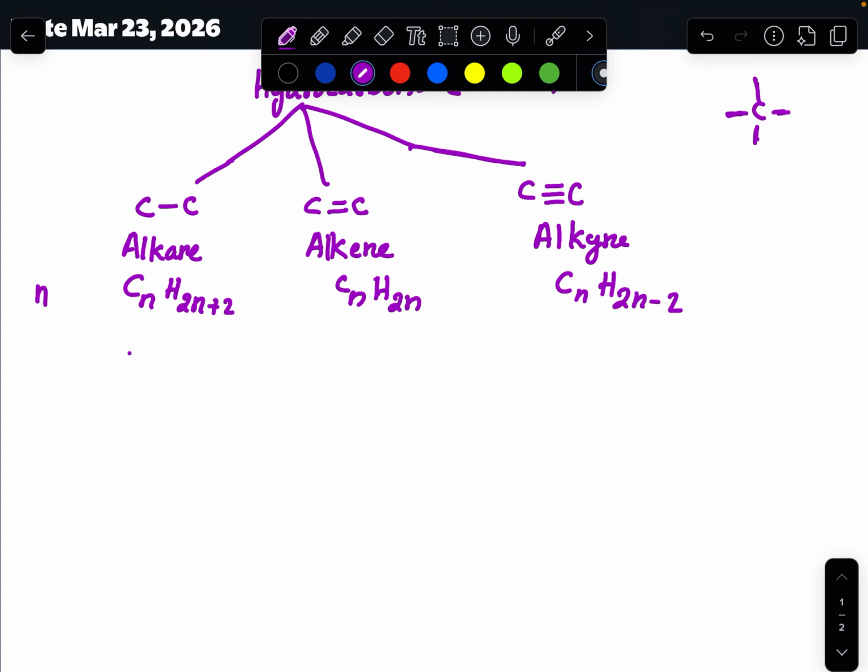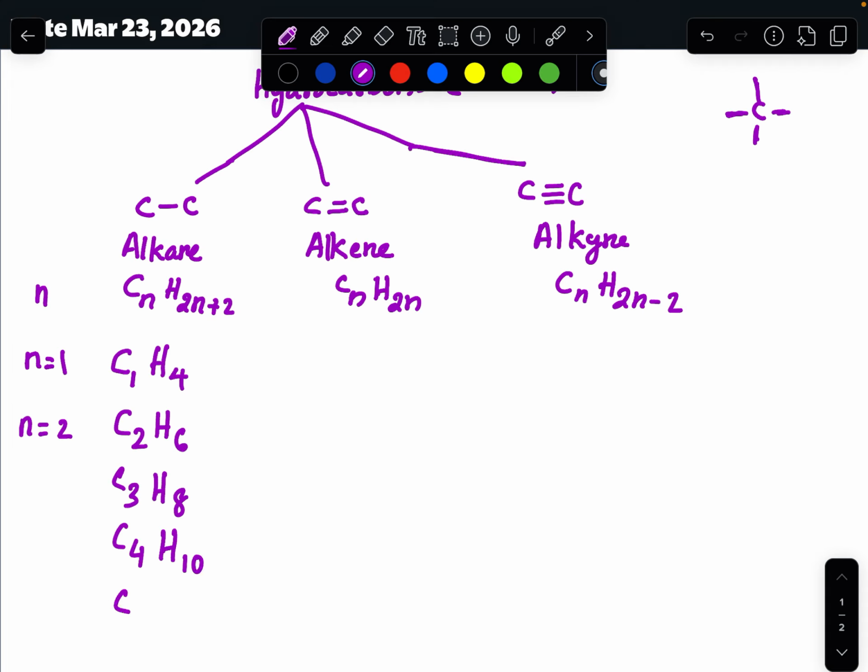I'm just talking about it. If it is an alkane and n equals 1, just plug in the value, that is C1. You don't need to write 1 if it is 1. Then 2n plus 2, 2 times 1 plus 2, that is CH4. If n equals 2, that is C2, then H is 2 times 2, 4, plus 2, it is 6. So that's how we write the formula for alkanes.